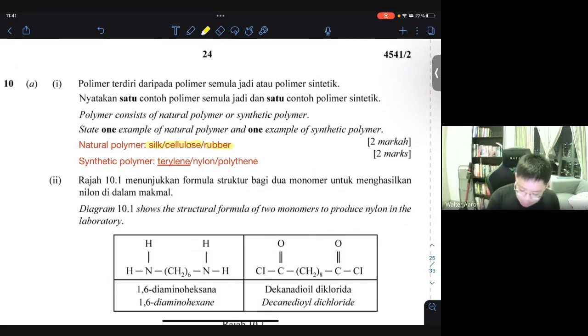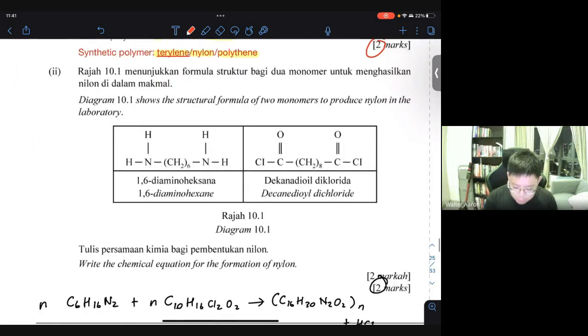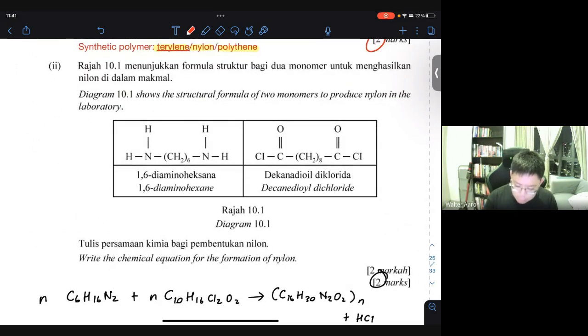So I give you some examples here: terylene, nylon, polyethylene, polyvinyl chloride, polystyrene. It's up to you. As long as you state one example of each, you should get 2 marks in total. For the second question, diagram 10.1 shows the structural formula of 2 monomers to produce nylon in the laboratory. We have 1,6-diaminohexane and decanedioyl dichloride. They give you both structures, right?